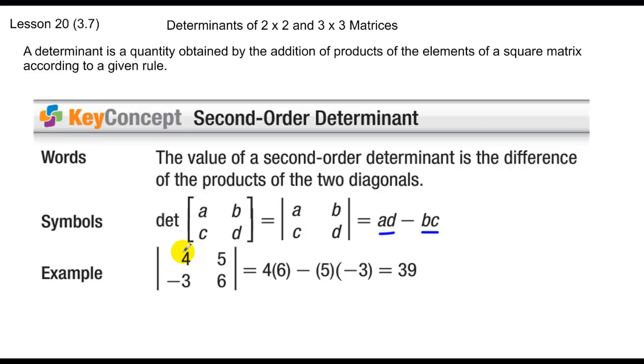So in a specific example where I have a 2 by 2 with numbers actually plugged in, I multiply this diagonal to the left, the first diagonal, which is 4 times 6, multiply the second diagonal 5 times negative 3, and then take the difference between the two, thus yielding 39.